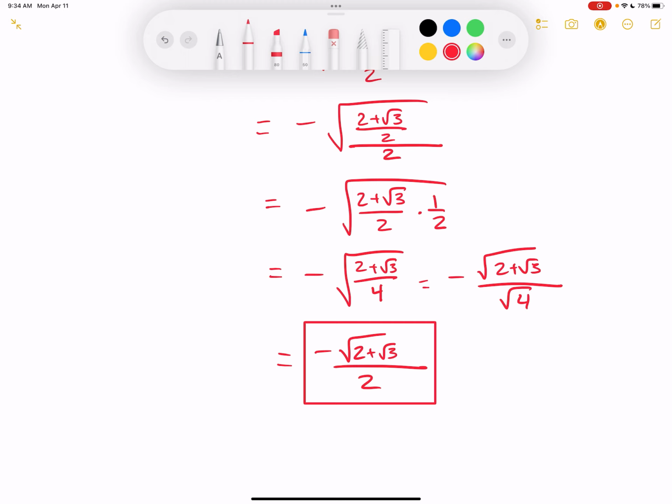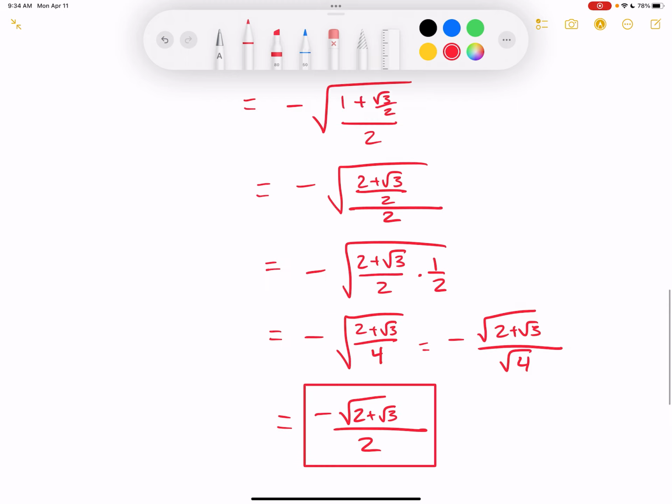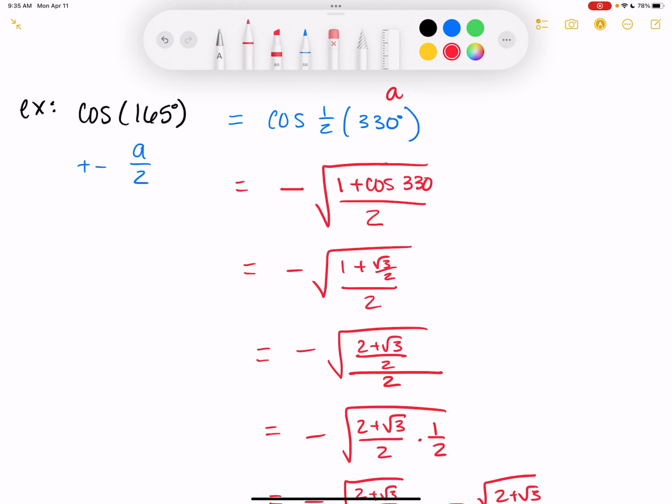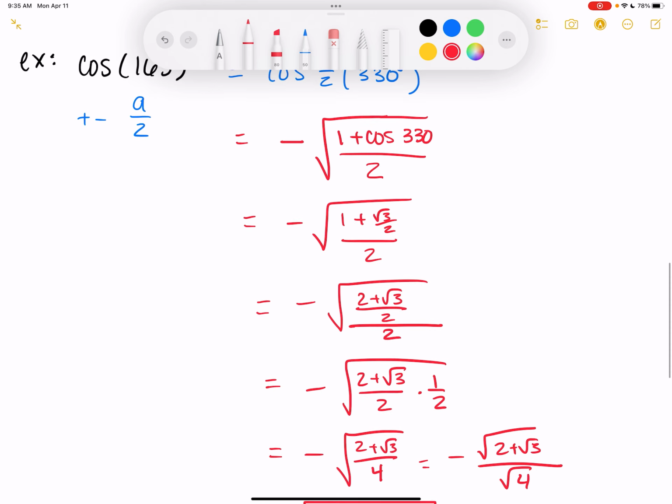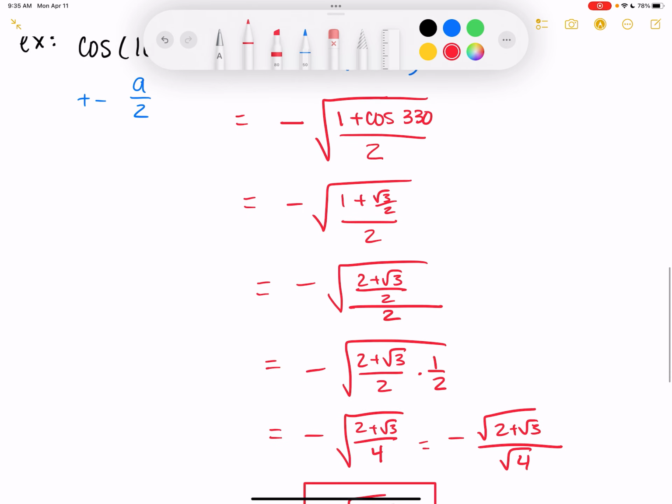So like the third step, when we had negative root 2 plus root 3 over 2, all over 2, and then it went to that times 1/2, where we get the 1/2. I know it has something to do with the 2 on the bottom. So we divided by 2, and dividing by 2 is the same thing as multiplying by 1 over whatever that number is.